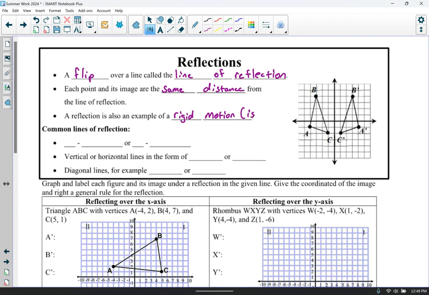Okay. A reflection is also an example of a rigid motion or an isometry, meaning that the shapes, the corresponding sides and angles are all congruent.